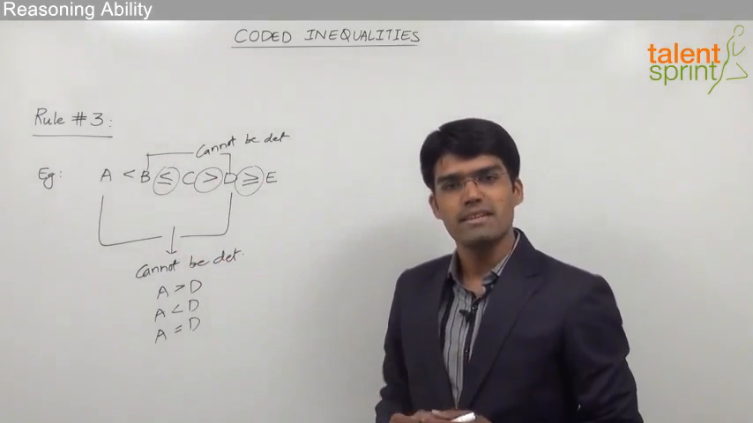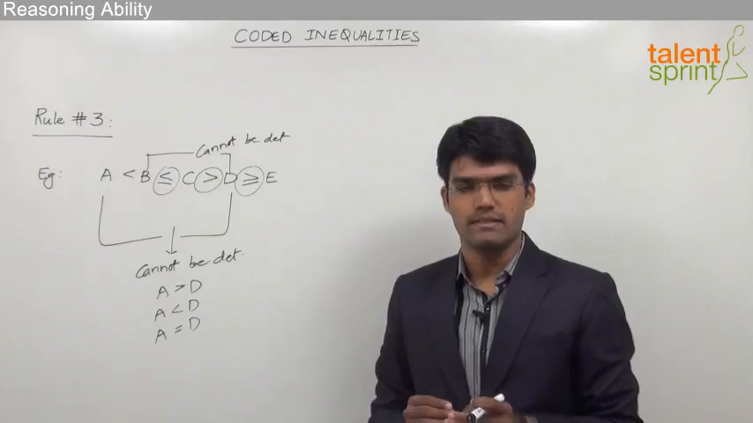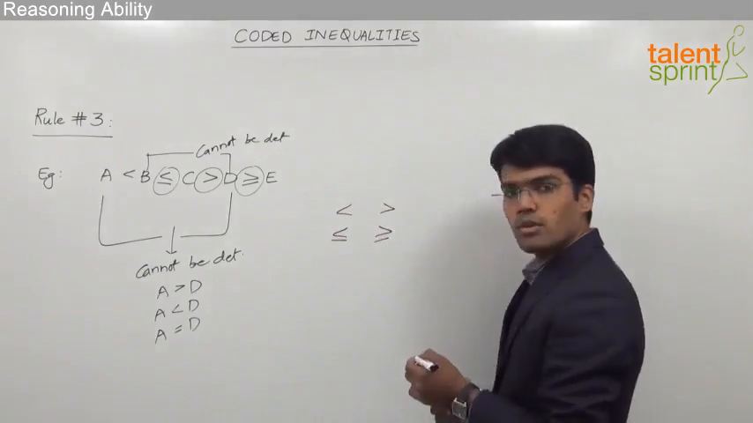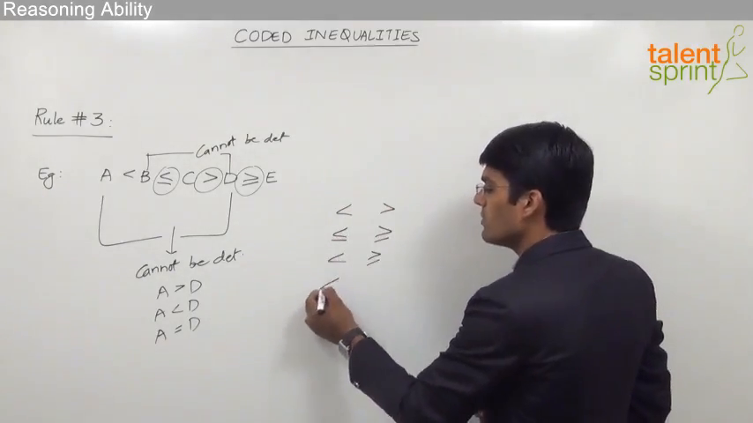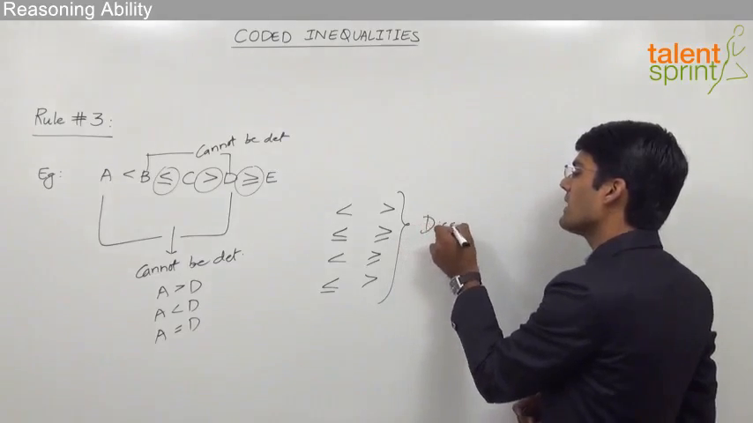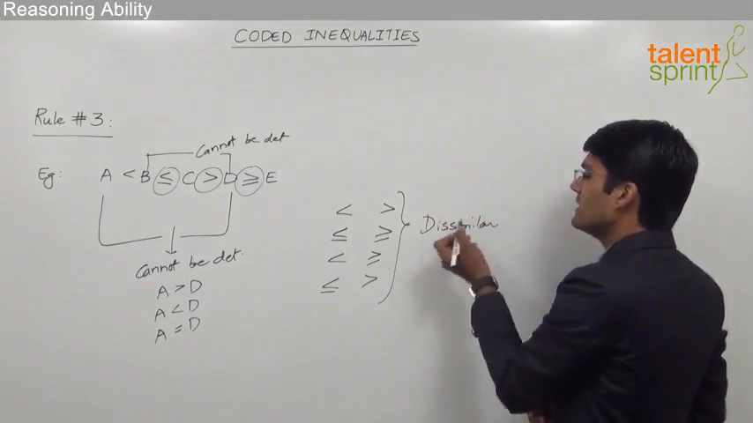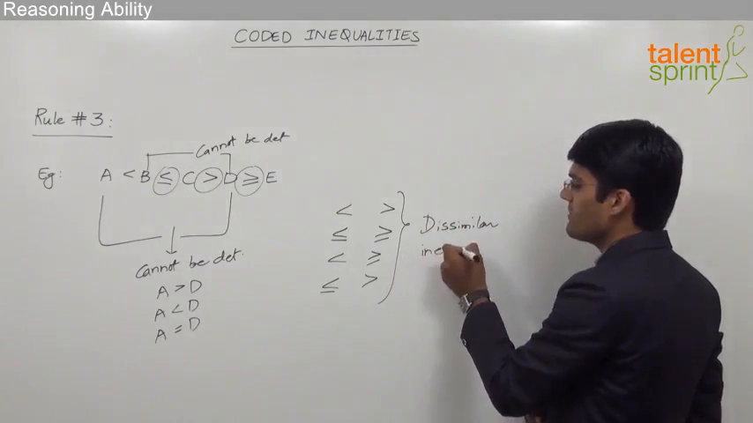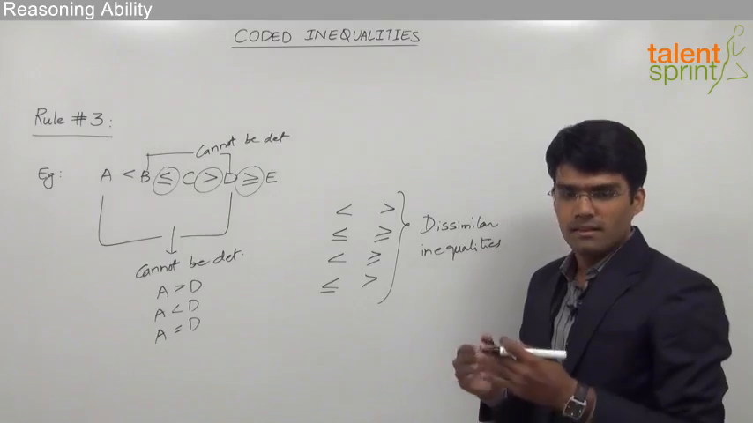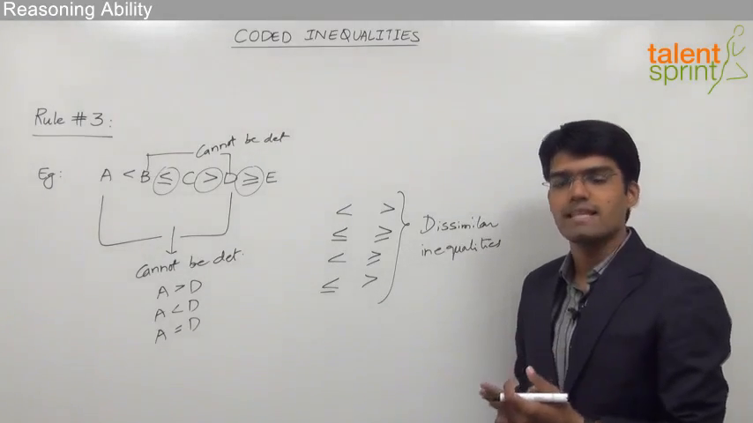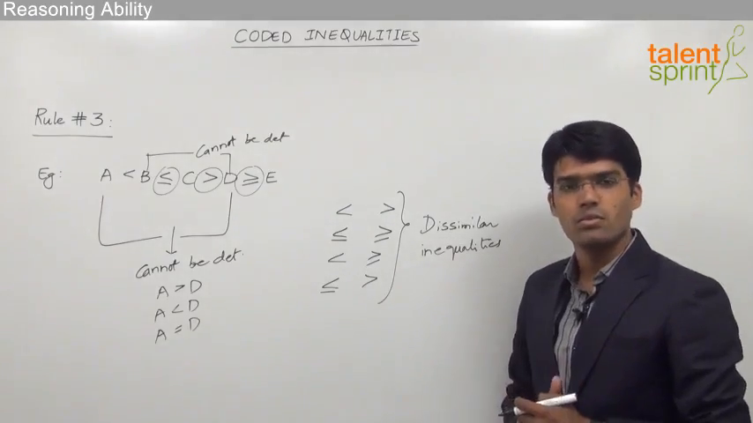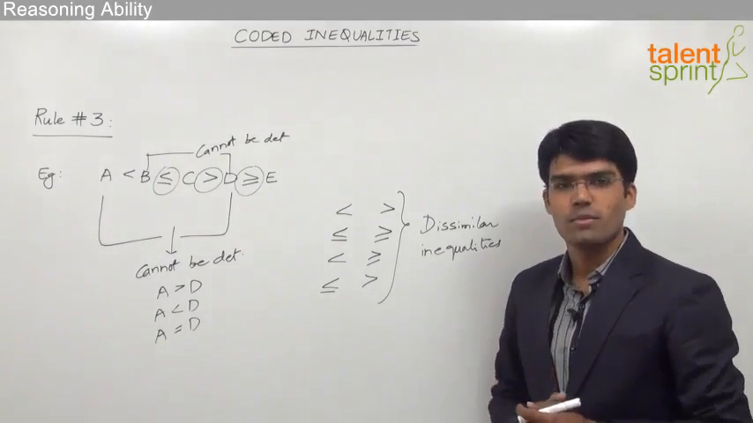So the simple idea here is whenever we find dissimilar inequalities, that is a combination of less than or equal to, greater than or equal to, or less than with greater than or equal to, or less than or equal to with greater than, all these are referred to as dissimilar inequalities. So whenever we have these two types of inequalities present between two variables, those two variables cannot be compared. That means the relationship between the two variables can be either less than or greater than or equal to. So that is the third and the last rule to be understood to solve questions from coded inequalities.